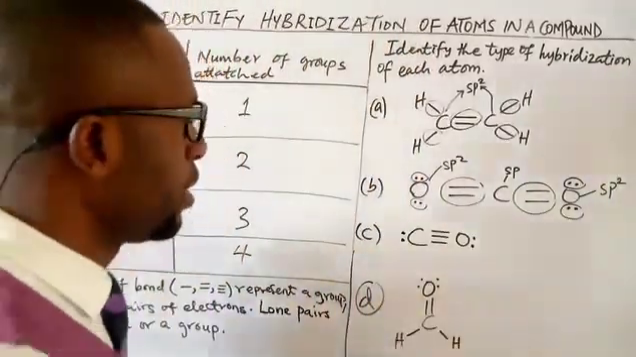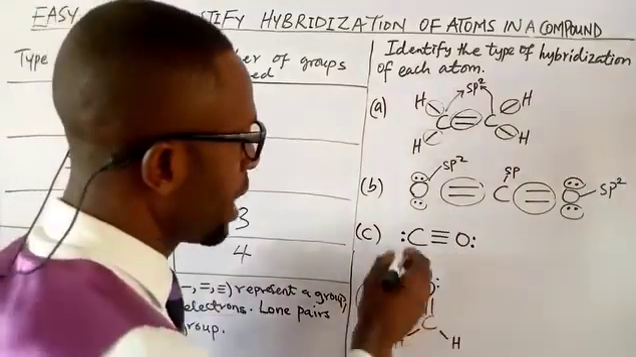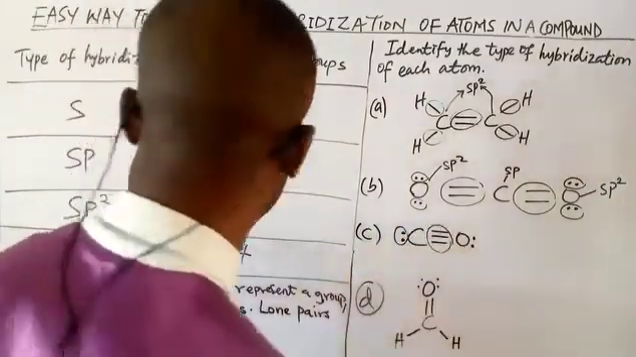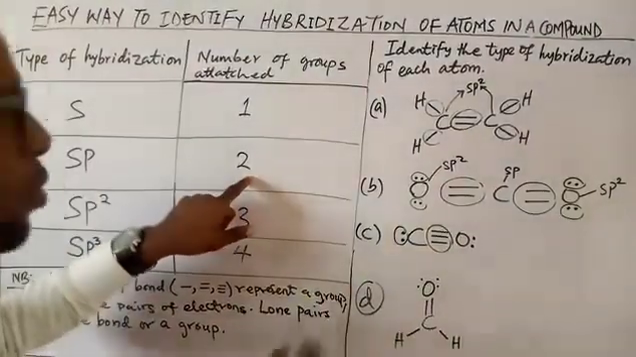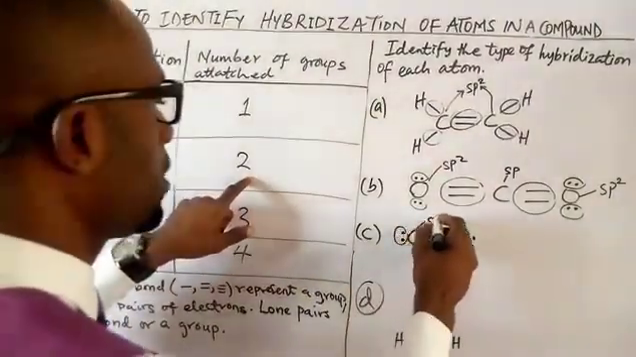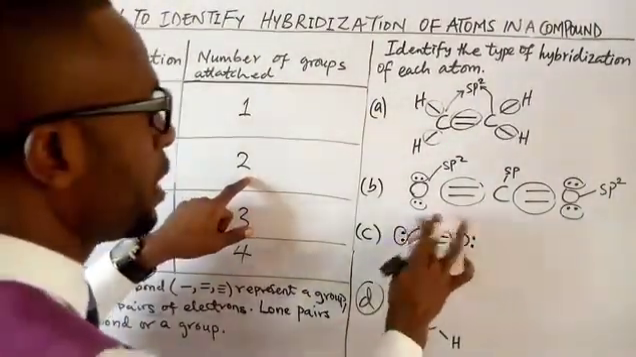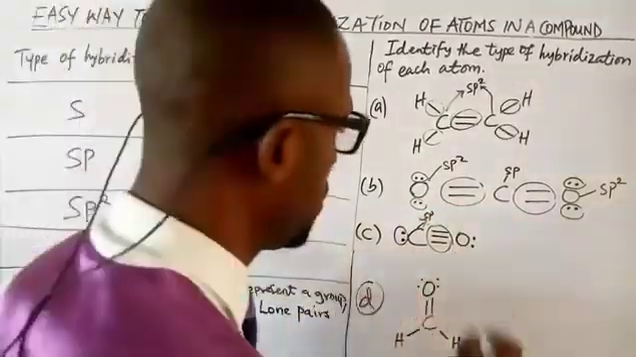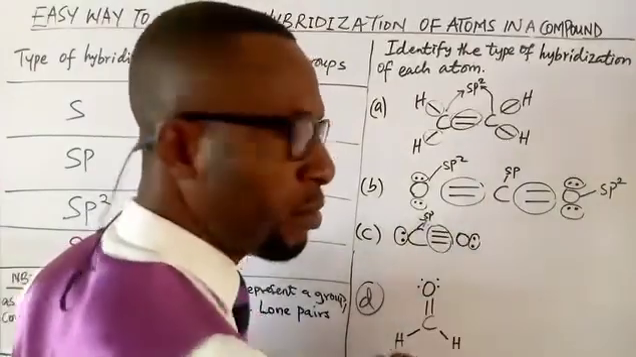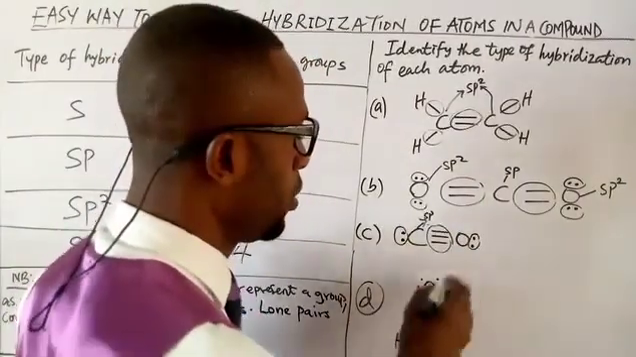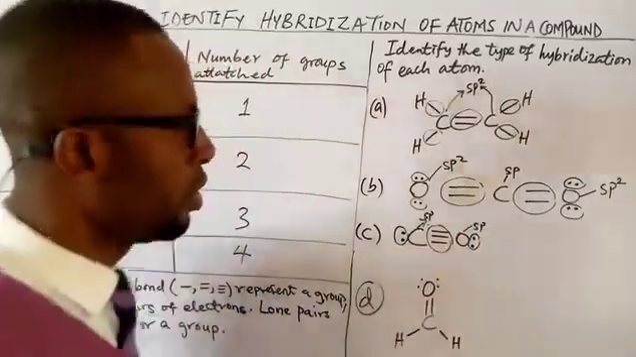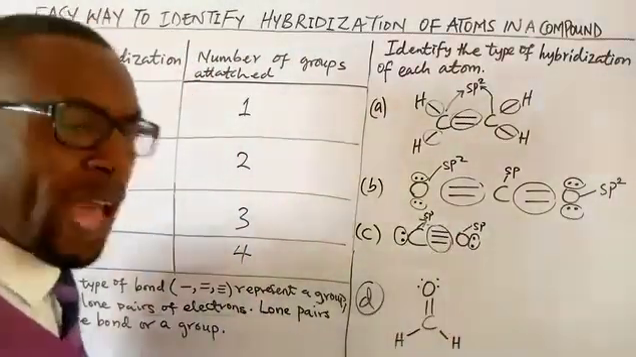You do the same for the next molecule, carbon monoxide. You have 1 group attached to the carbon, and you have a second group attached to the carbon. If you have 2 groups, it means that this is sp hybridized. The carbon here is what? sp hybridized. For oxygen, a group is a bond. 1 lone pair is a group or a bond, so 1, 2. So again, you have an sp hybridization. Oxygen is sp hybridized here.